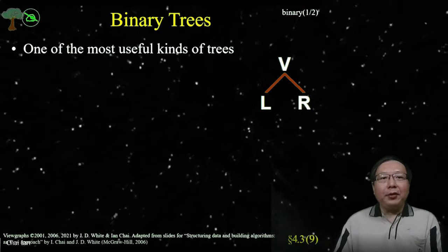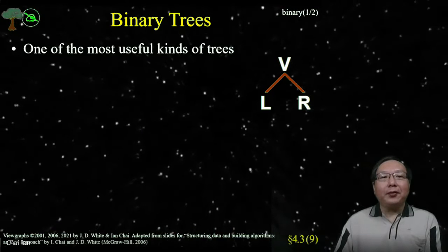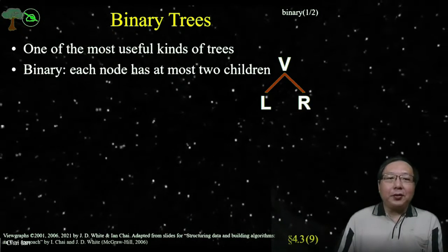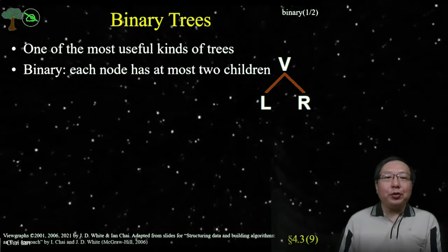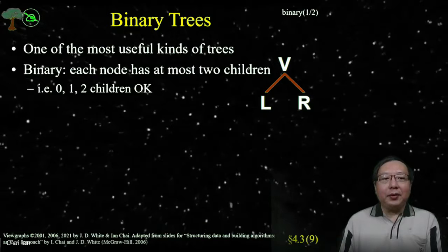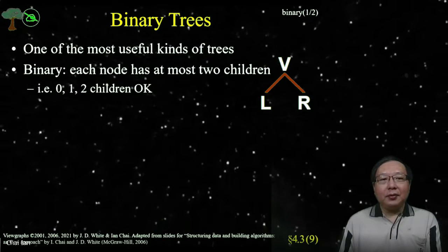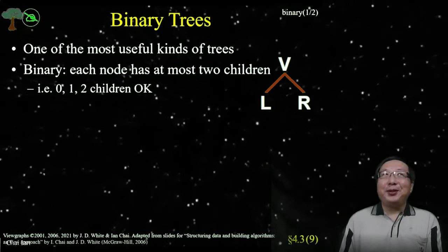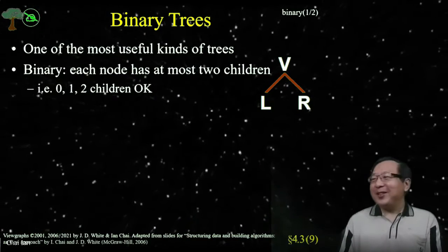Okay, binary trees are one of the most useful types of tree, where instead of a random number of children, every node has at most 2 children. So it can have 0 children, 1 child, or 2 children. Oh, "1 children", that's bad English grammar. 0 children, 1 child, or 2 children.